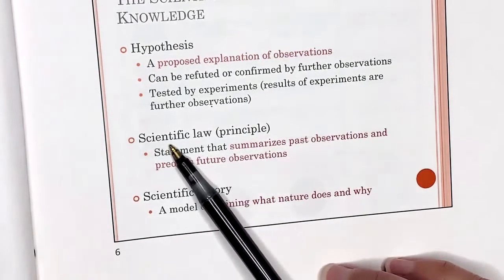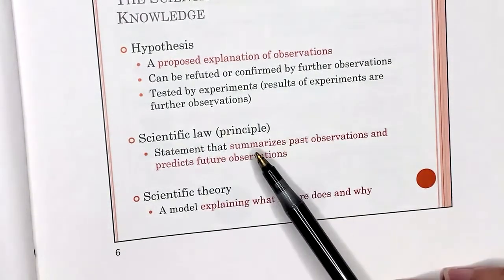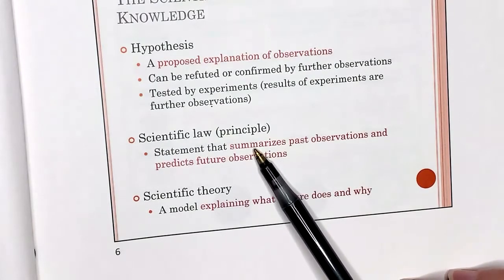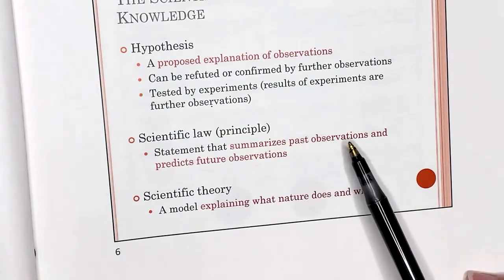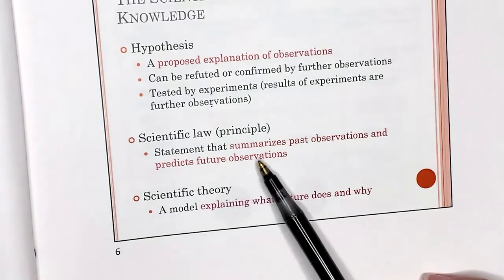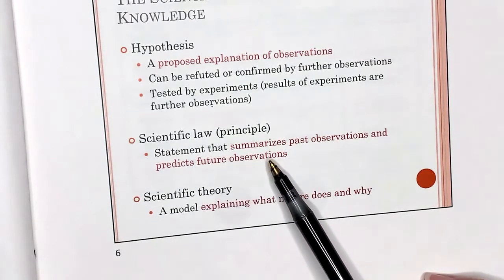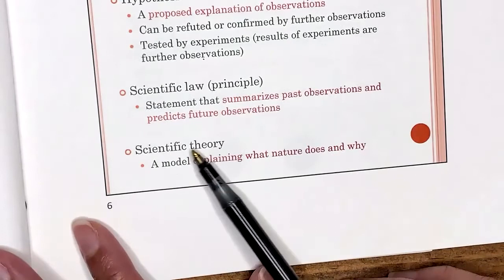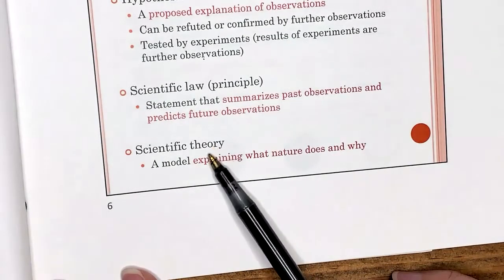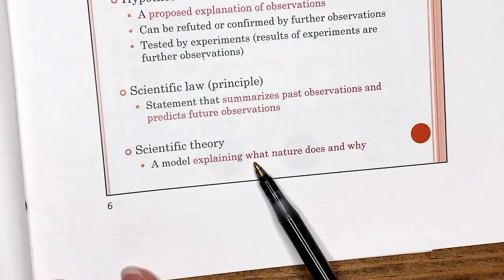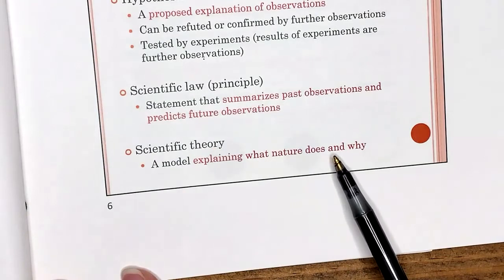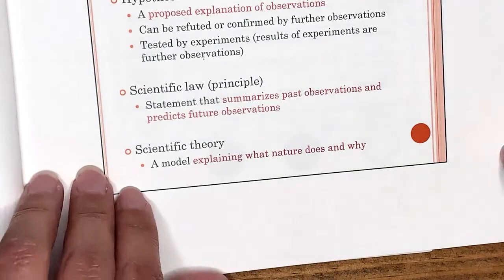Now, a scientific law or principle is basically something that we can use to summarize what we've seen in the past and predict what will happen in the future based on what we've observed before. A scientific theory, on the other hand, is basically trying to explain why certain things happen. Okay?